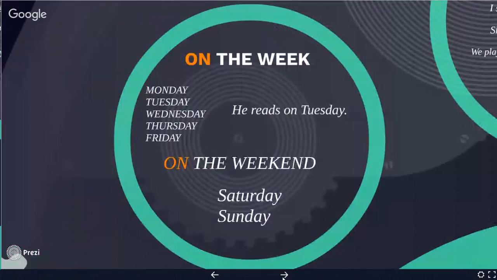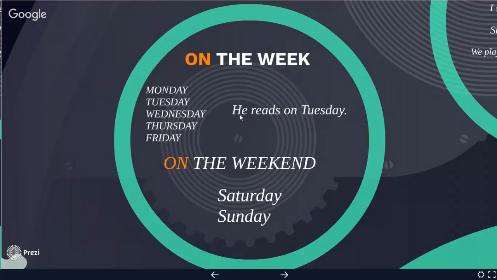Next, I have here some prepositions of time. The first preposition is on. You use the word on when it's days, when you want to use it with days of the week. There are 7 days of the week. The first is Monday, lunes, Tuesday, martes, Wednesday, Thursday, Friday, Saturday, and Sunday. If you want to create a sentence with this, you have to use the word on.